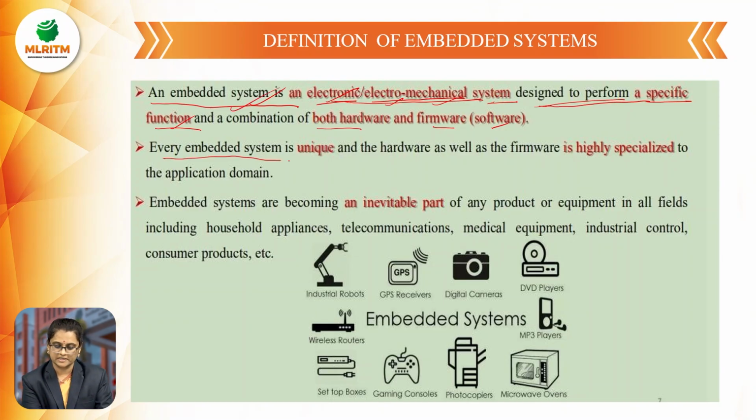And then every embedded system is unique in both hardware and firmware. That means every embedded system depends on the application, and it contains unique hardware and software, and it is highly specialized to the application domain. Okay, coming to the examples of embedded systems, we can use them in household appliances like TV, AC, fridge, telecommunications, mobile phones, medical equipment like ECG and EEG scans, and industrial control and consumer products. These are the examples of the embedded system.